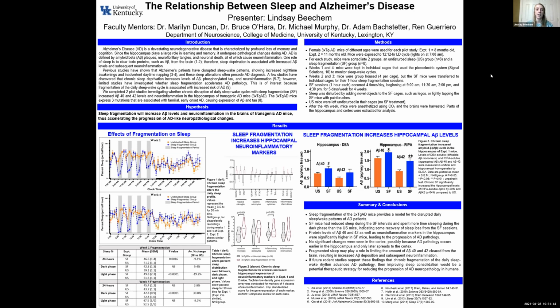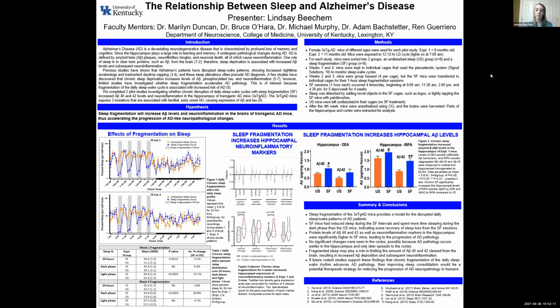So maybe if we had drawn out the experiment longer, we would have seen changes in the cortex, and we also might have seen more increases in neuroinflammation, since we tend to see an increase in amyloid beta first that causes the subsequent increase in neuroinflammation. Fragmented sleep may play a role in limiting the amount of amyloid beta cleared from the brain, resulting in this increased A beta deposition and subsequent neuroinflammation.